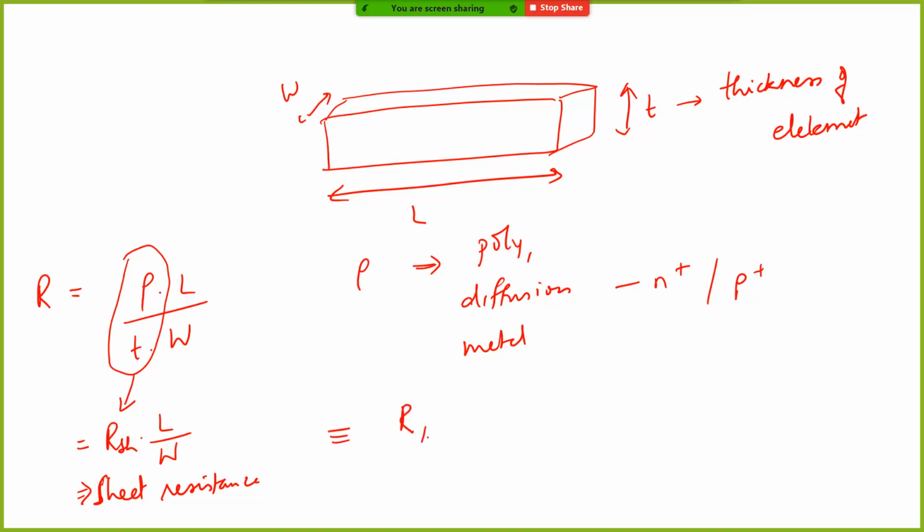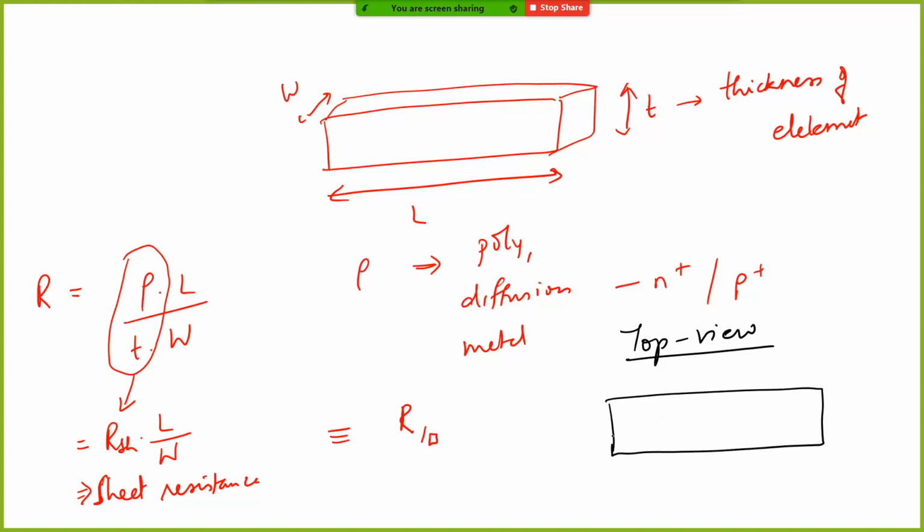This is also called resistance per square. Why is it called per square? Let's say I draw the top view. When you do layout, you only work with the top view. You don't have access to the cross-section; it is fixed. All you can do is at the top view level. So let's say you're drawing a resistor which looks like this. It has a certain length and a certain width.